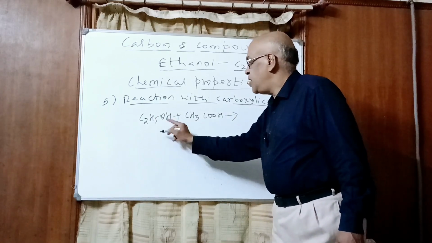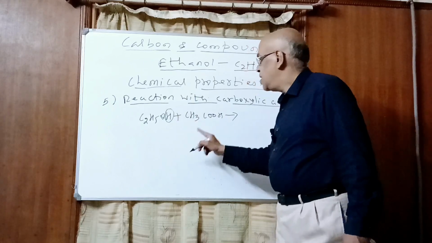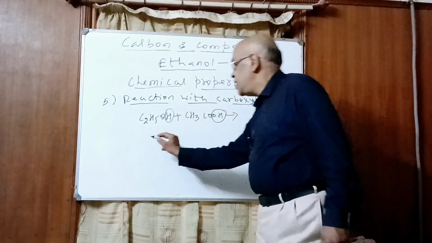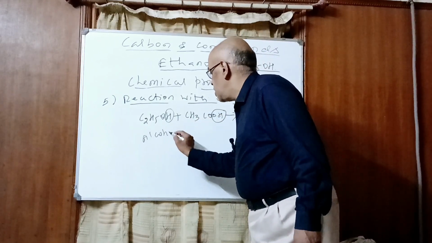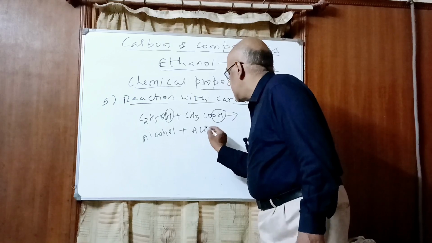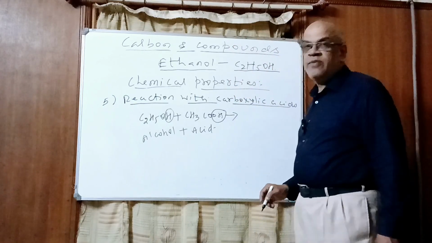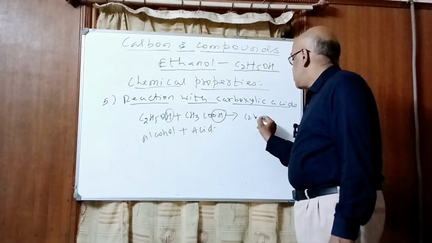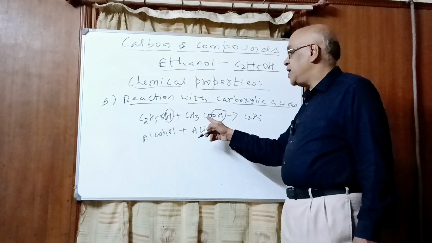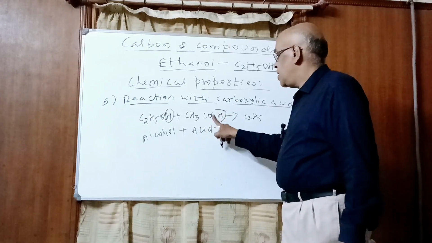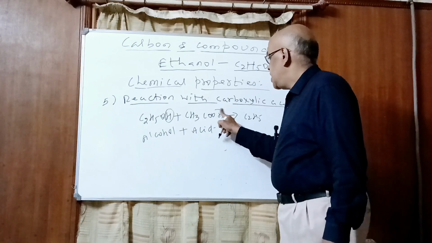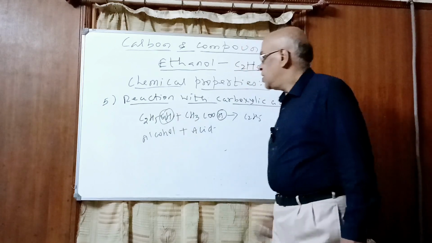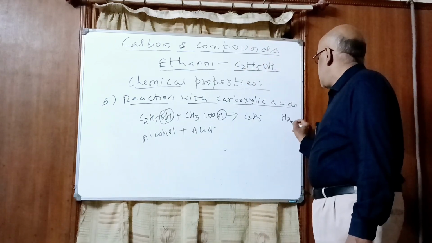Now, this C2H5OH group loses hydrogen, this loses OH group. Whenever alcohol reacts with acid, you studied in the second chapter, acids, bases and salts. Sorry, I have written it wrong. This acid group loses hydrogen. This alcohol group loses OH. What will happen? H2O is formed.